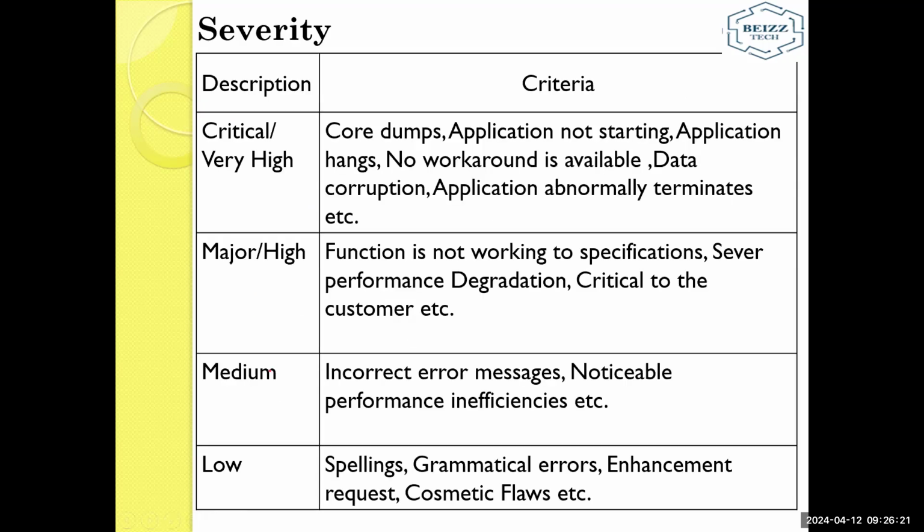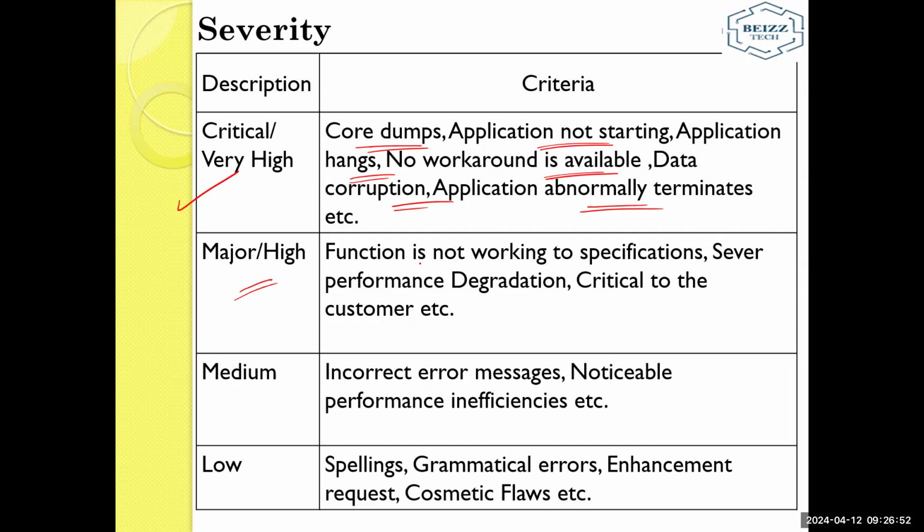You can even follow this template when you decide which level. So very high or critical defect: any core feature, application not starting at all, application hangs, no workaround available. Basically, whatever critical or important documents you need, and a workaround is not available, that is again a very high severity issue. Data corruption, application abnormally terminates, all these scenarios you can decide as very high severity.